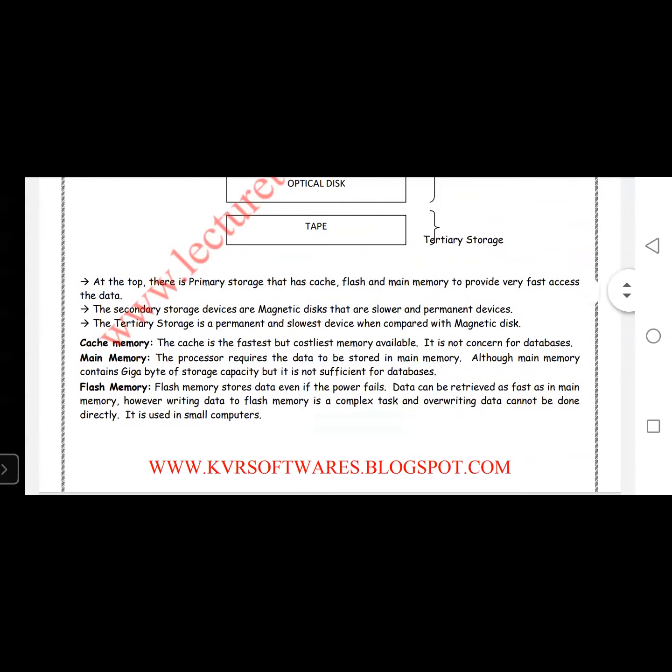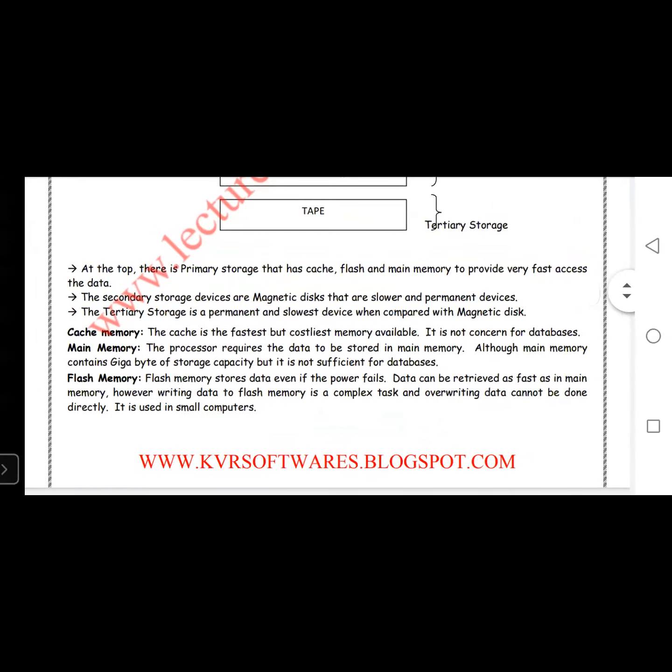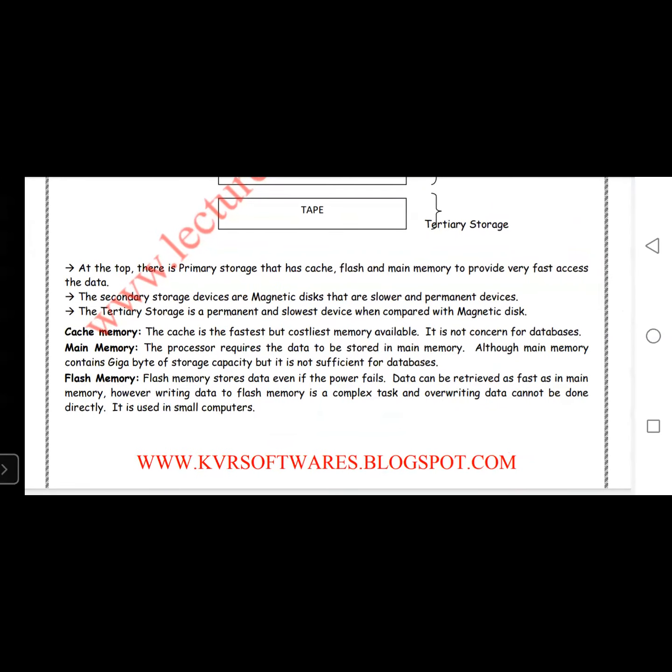Okay, just see, at the top there is the primary storage, and it has the flash memory and main memory to provide very fast access to the data. So what is the definition of the primary memory? Primary memory is nothing but a temporary memory, and secondary memory is where large data is maintained, but accessing the data is very slow in the case of secondary storage. The main definition of primary memory is that those devices which are directly connected to the CPU are referred to as primary memory. So which type of devices are not directly connected to the CPU?